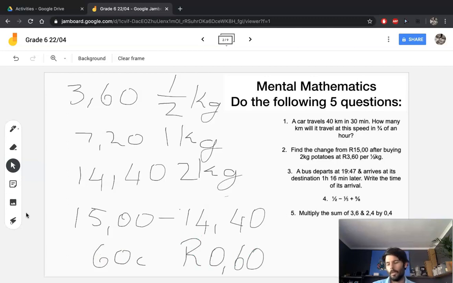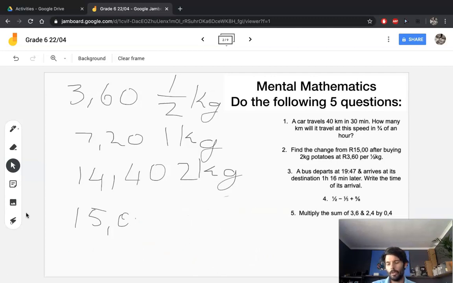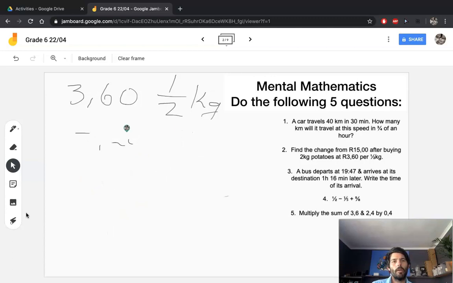Okay, right, then question 3 is a time question. A bus departs at 19:47, which is 13 minutes until 8 o'clock in the evening. Okay, so we're in 24-hour time there. And it arrives at its destination 1 hour and 16 minutes later. Write the time of its arrival.